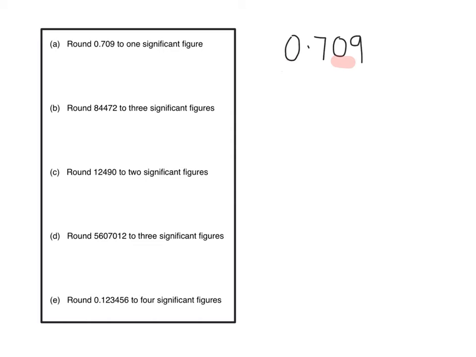Okay, so let's go back to this number here. I'm going to highlight the first significant figure. My first significant figure is not the 0, the 0 does not count. Here's the first significant figure, it's 0.7. So it's this number that's either going to change or stay the same.